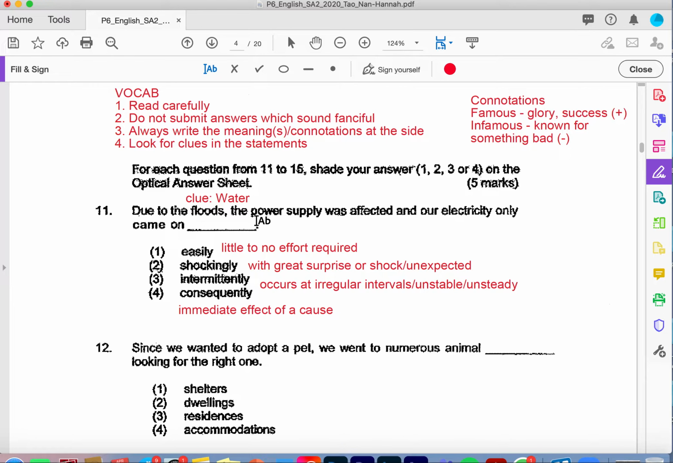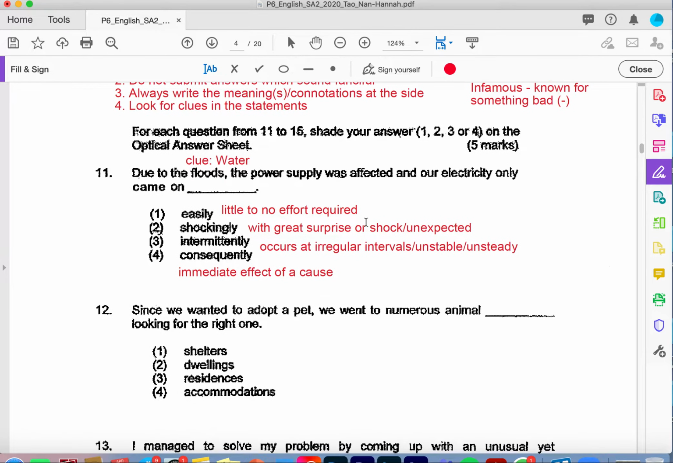Okay, so what do you think the answer is? Due to the floods, the power supply was affected and our electricity only came on intermittently. Okay, so why is it intermittently? Because intermittently is the only one that fits. Here we cannot say it's easily, because a lot of effort must have been required just to have the electricity come on for a few minutes.